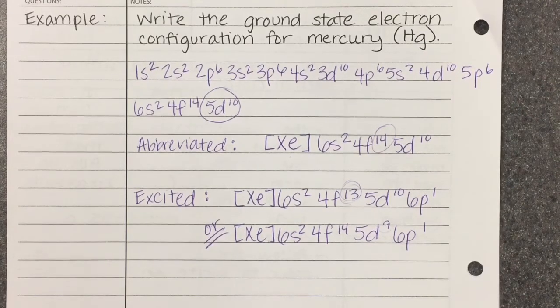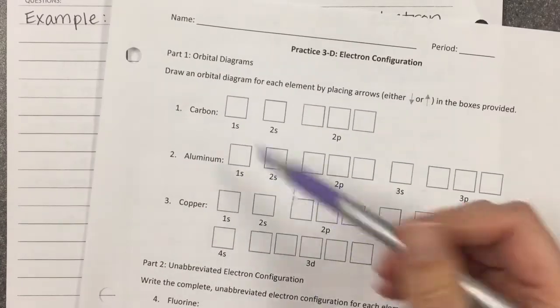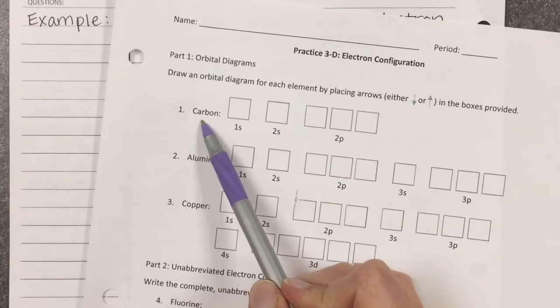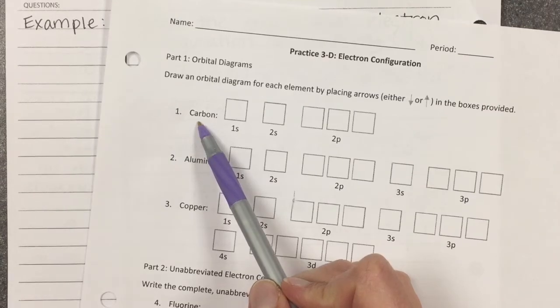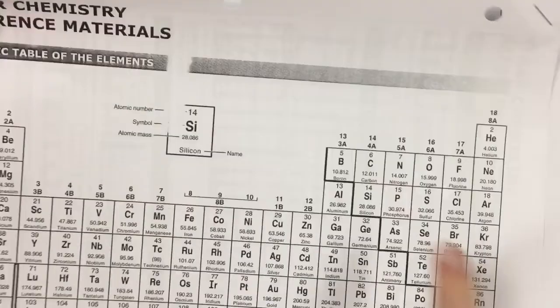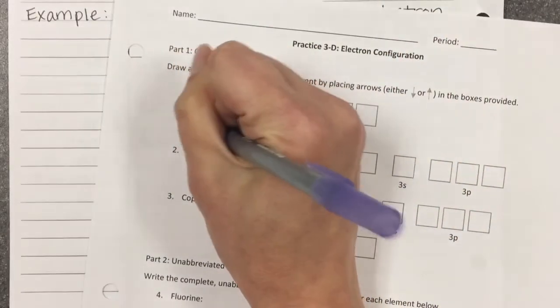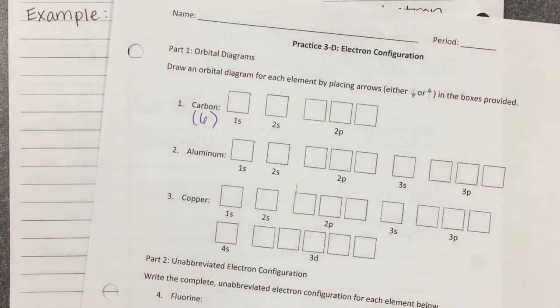Okay, now tonight for the homework, I gave you guys several problems. It's really easy to do the orbital diagrams, okay? For the first one, carbon, you just look it up on the periodic table. If I look at carbon on the periodic table, carbon is number 6, which means I'm going to fill up these boxes with 6 arrows. You have to keep in mind the Aufbau principle, Hund's rule, and the Pauli exclusion principle.